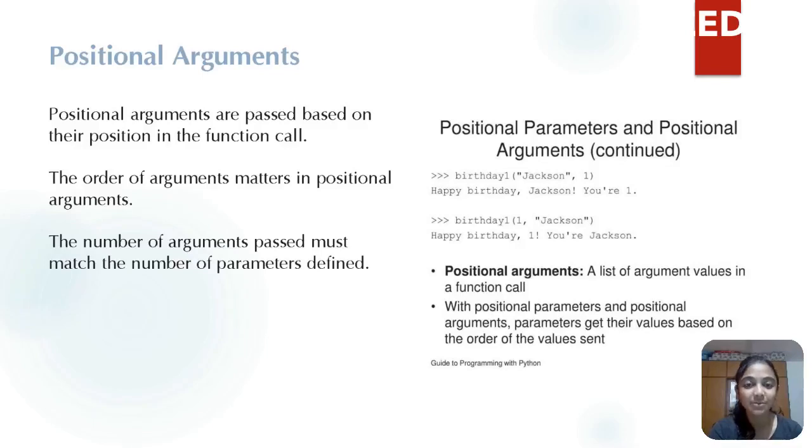Positional arguments. Positional arguments are passed based on their position in the function call. The order of arguments matters in positional arguments. The number of arguments passed must match the number of parameters defined. A list of argument values in a function call is called positional arguments. With positional parameters and positional arguments, parameters get their values based on the order of the values sent.